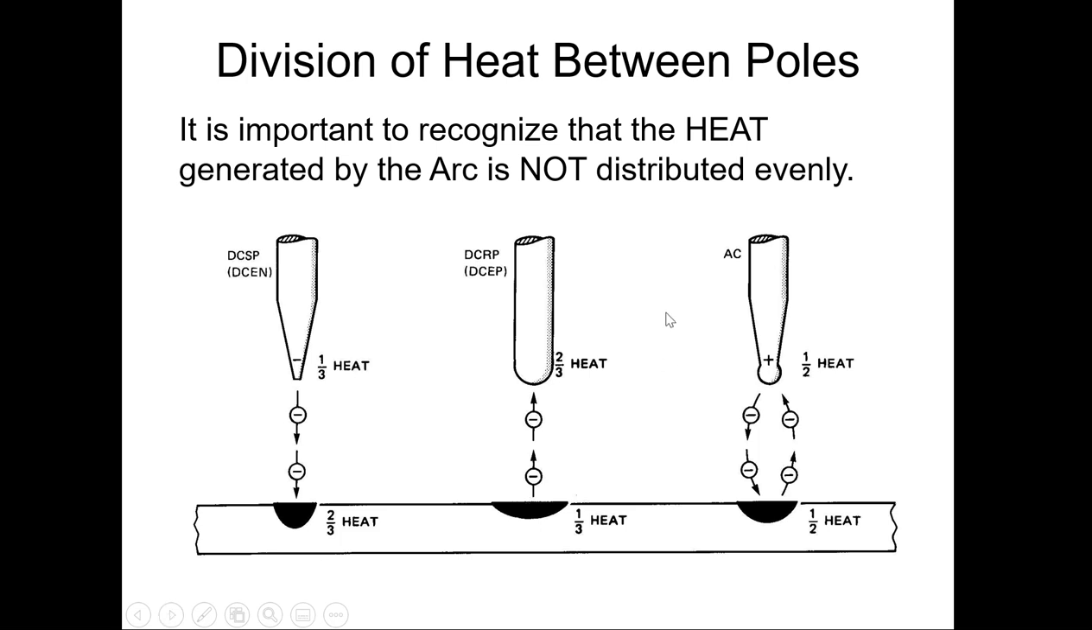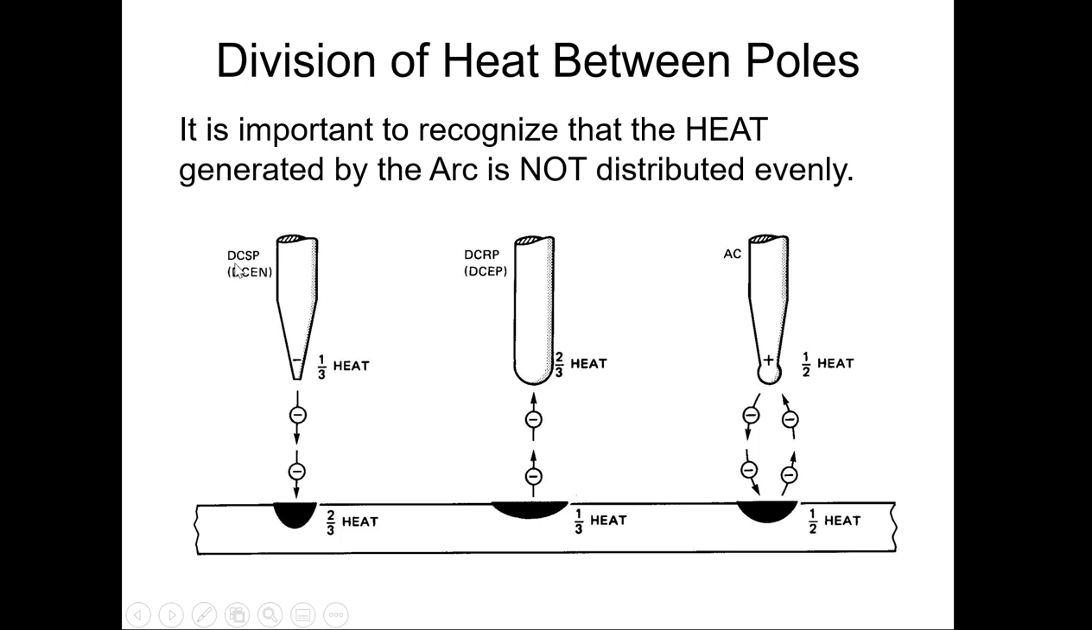Now, a quick word on balance of heat. When you're welding straight polarity, electrode negative, this is what we're looking at. One third of the heat is in the tungsten, and two thirds of the heat is actually in the plate. Now, this is perfect for our TIG welding. It doesn't matter if we're talking about tool steel or copper or anything like that. This is perfect because our base metal needs the heat, not our tungsten.